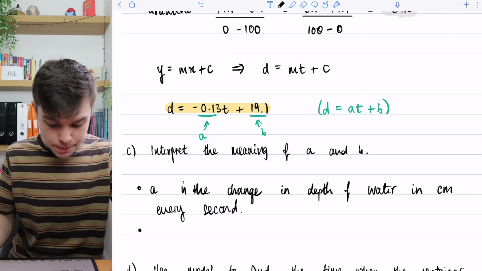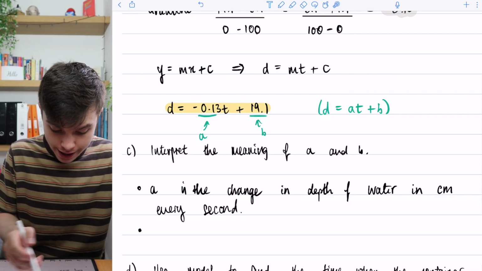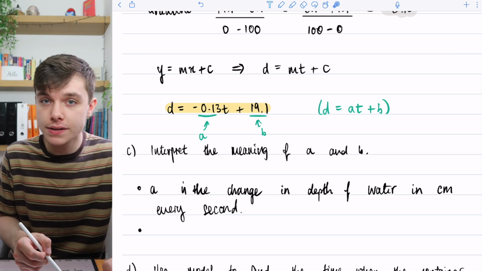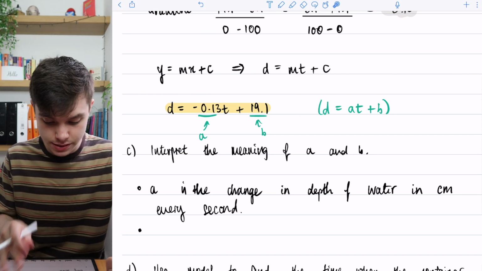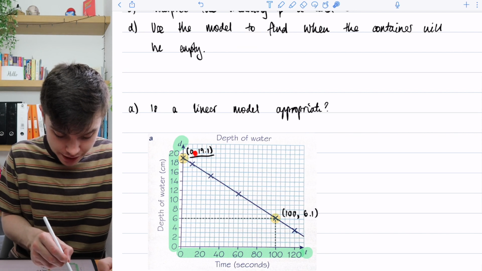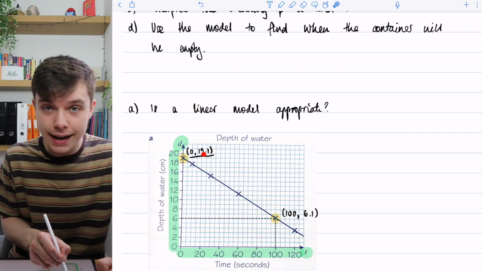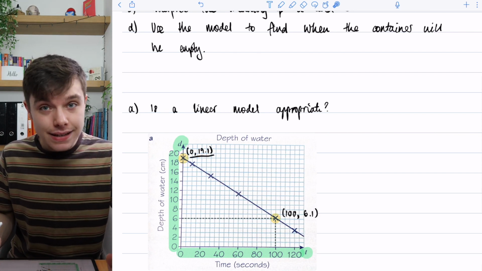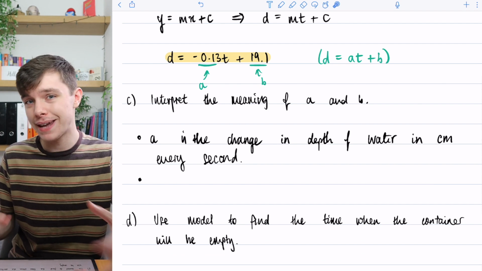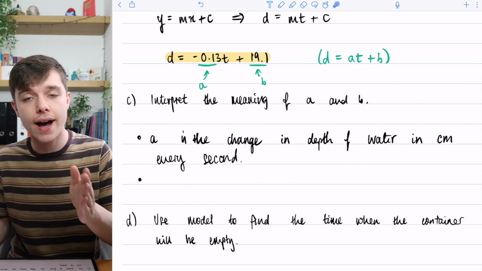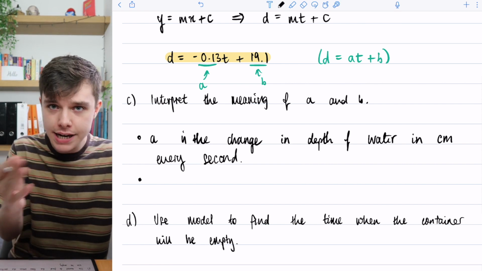And then B, if we think about it, how can we just get B on its own? Well, we can get B on its own just by, on this side, setting T equal to 0, okay? How can we get D being equal to just 19.1? That's when T is equal to 0. And we know that from this coordinate here, at time T equals 0, our depth in the water, or in the container, is 19.1. And so B is the depth of the water in the container at the beginning of the experiment, okay, at the beginning of this situation. We hadn't started the time, T was 0, so that was the initial depth of the water. Initial being at the start.